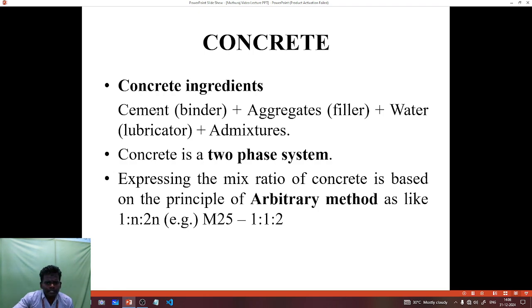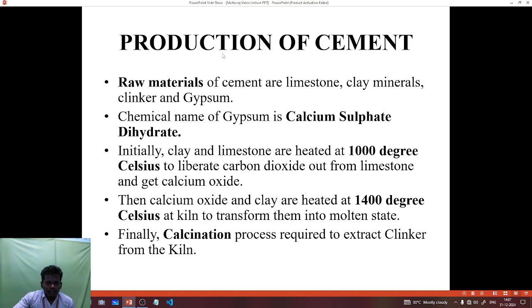The concrete ingredients are cement, which behaves as binder, aggregates as filler, water which acts as lubricator, and some admixtures if necessary. Concrete is a two-phase system. Expressing the mix ratio of concrete is based on the arbitrary method, a dependent sequence of 1:n:2n. For example, M25 is described as 1:1:2, and M15 is 1:2:4.